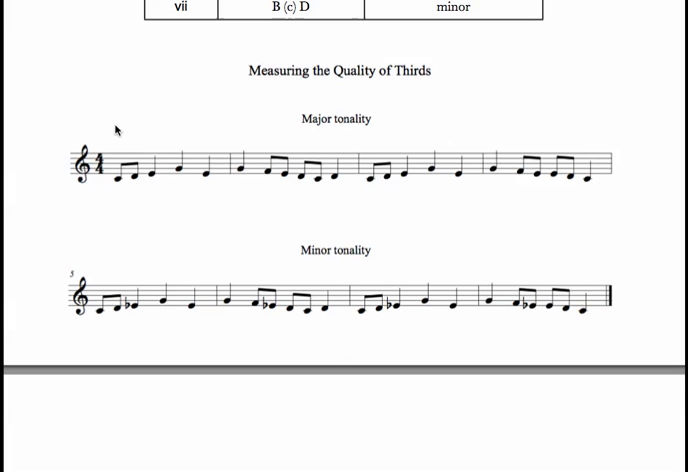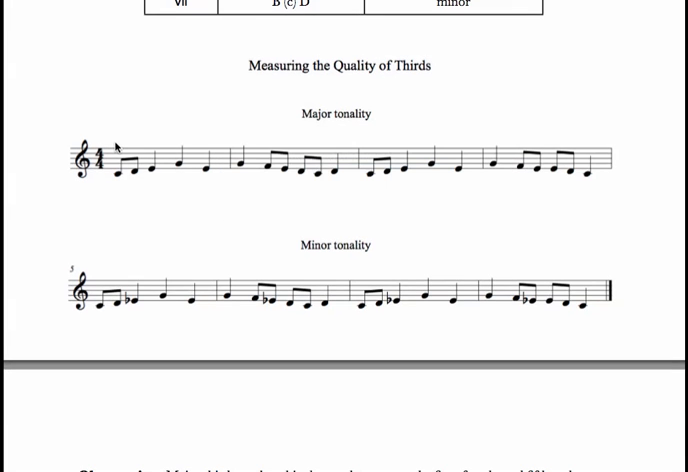How would you describe the difference between these two? Take a moment. Maybe some of you describe the minor tonality sounding a little bit more somber or sad. What would happen if I played the second one first?